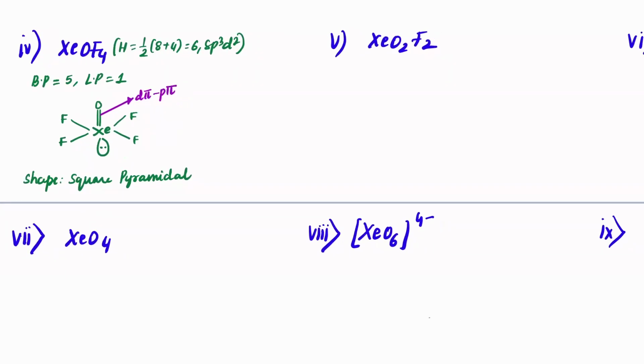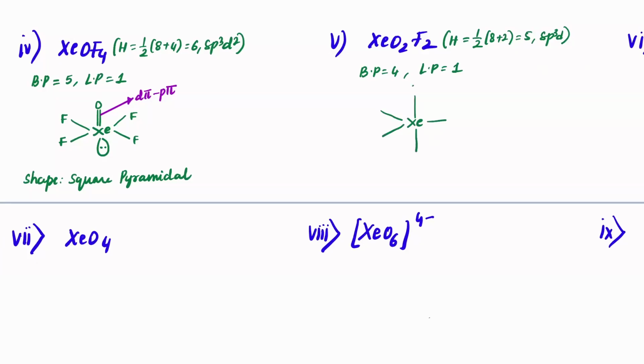See the next one. Steric number is half of 8 plus 2. You get this as 5, and that will become sp3d. But the number of connections you see, 5 orbitals but only 4 connections, which makes the bond pairs 4 and lone pairs 1. So xenon has 3 bonds like this and 2 fluorine here.